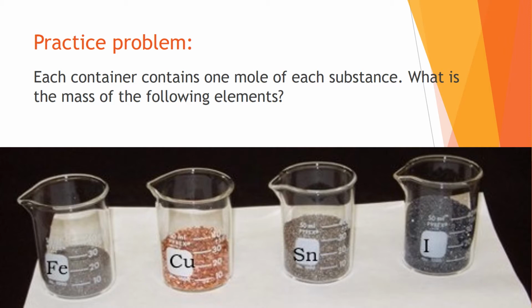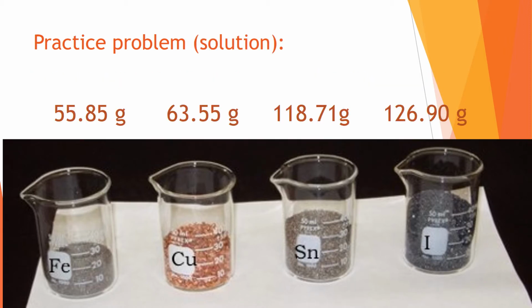So if you weigh out exactly 55.85 grams, we can say that there is 1 mole of atoms in there. There's 6.02 times 10 to the 23rd atoms of iron inside this container. Copper, again, we take a look at copper. Its atomic molar mass is 63.55 grams. So I would have to weigh out 63.55 grams, and that tells me that there's exactly 1 mole of copper atoms in this beaker.